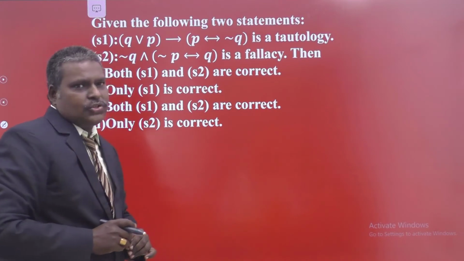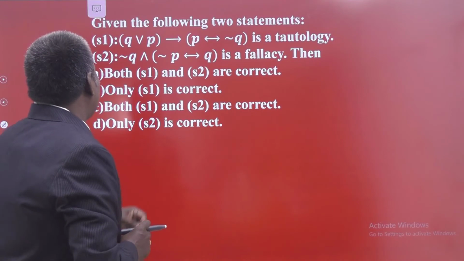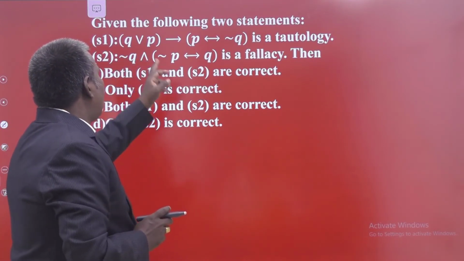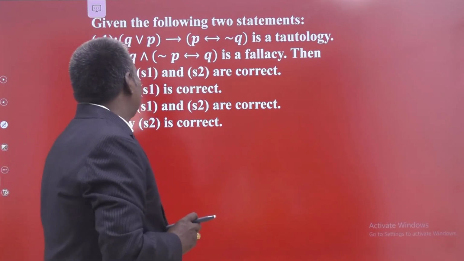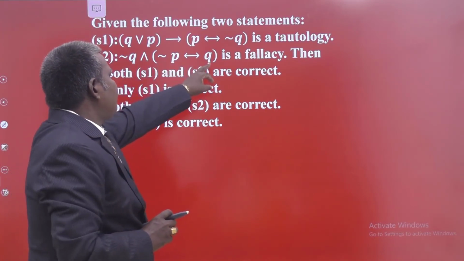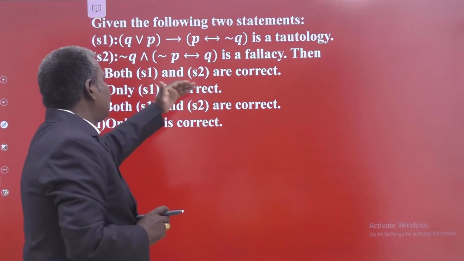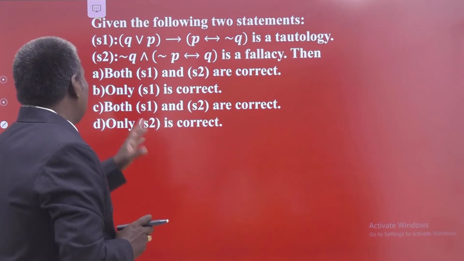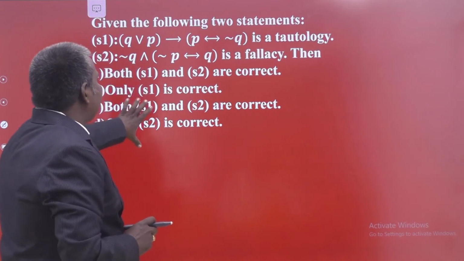See here, this is the question. Given the following two statements. This is the first statement, this is the second statement. S1: ((Q ∨ P) → P) ↔ ¬Q is a tautology. S2: (¬Q ∧ ¬P) ↔ Q is a fallacy. Then the options: both S1 and S2 are correct, only S1 is correct, only S2 is correct, like that. So which of them is correct?